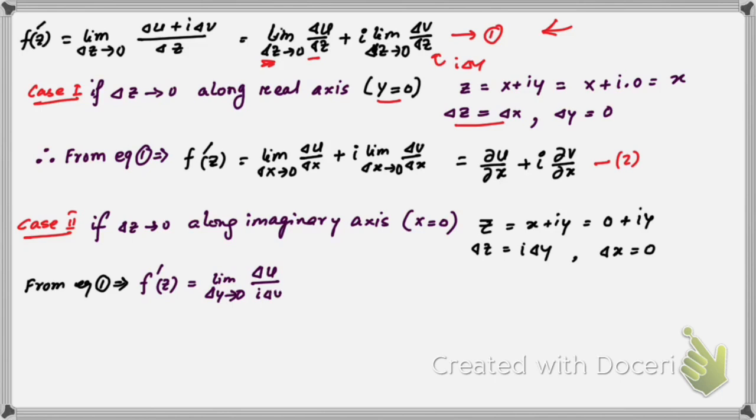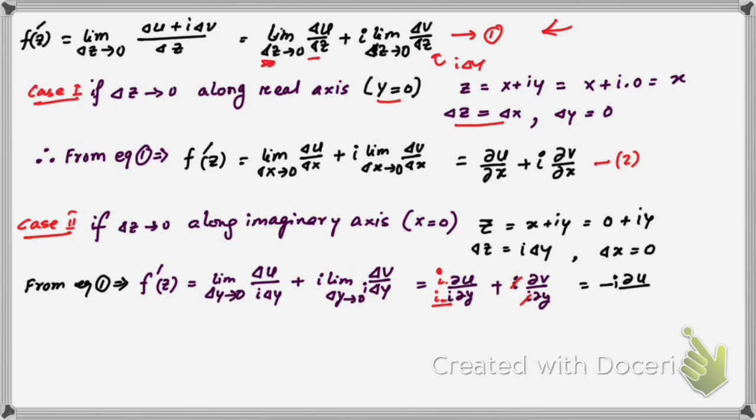Delta u by i delta y, plus again i limit delta y tends to 0 of delta v by i delta y. It can be written in this way. So now what we can do here, you can see i cancels, and in the first term we can multiply both numerator and denominator by i. Then it is going to be i into i is minus 1, and here is i, so it is going to be minus i del u by del y, and plus del v by del y.